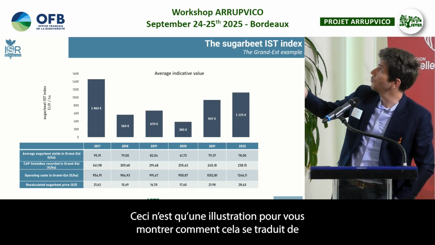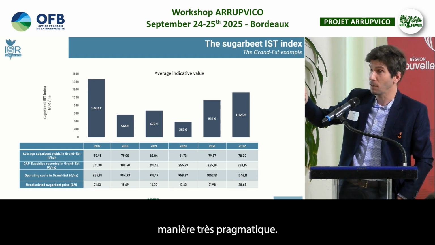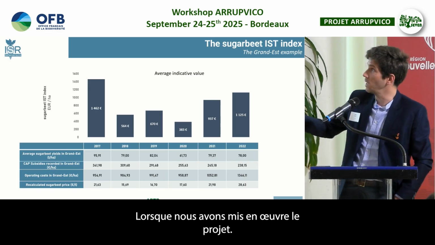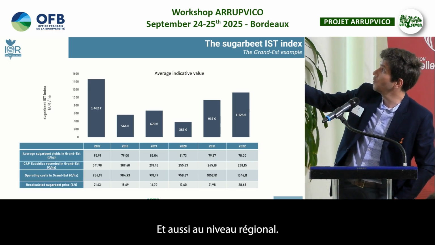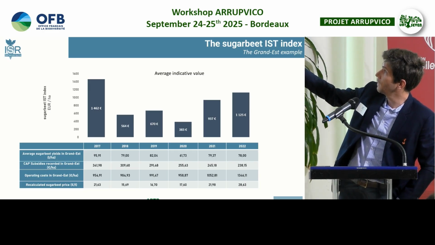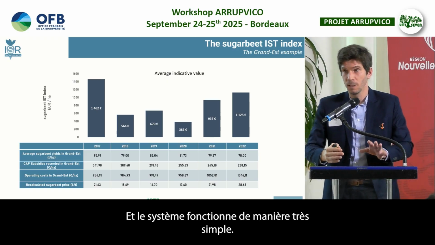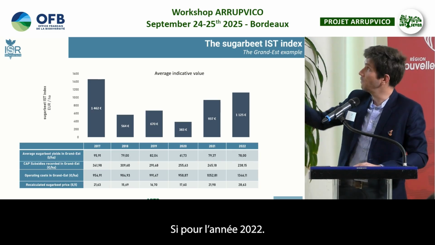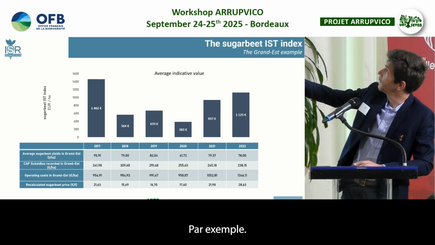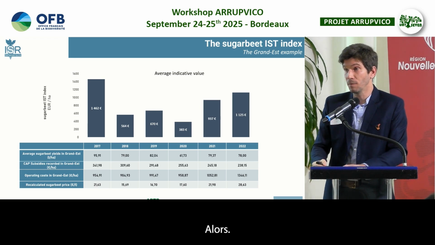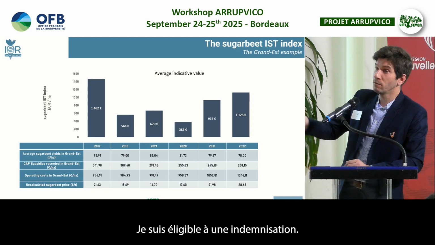This is just an illustration to show you how it translates in a very pragmatic way. We've done this exercise with farmers when we implemented the project and also at a regional level. It shows here the fluctuation of the index. And the system works in a very simple way. If for the year 2022, for instance, or let's say 2020, I was below 20% of my Olympic mean average, then I'm eligible for a compensation.